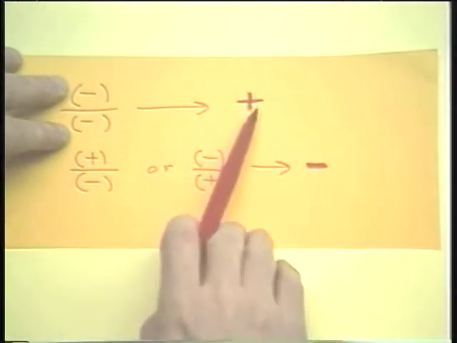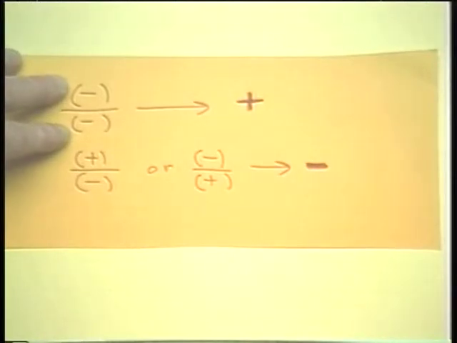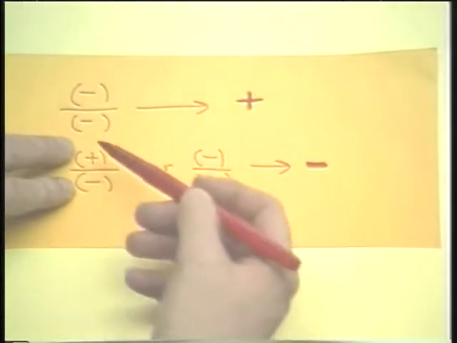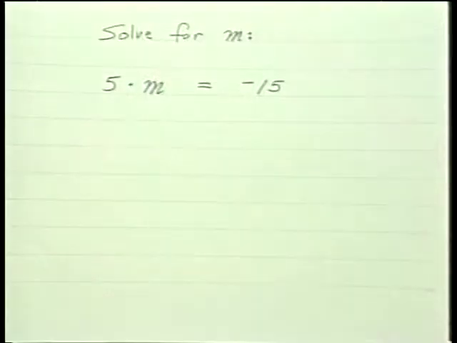When you're dividing like signs, the answer is always positive, and the same for multiplication. When you're dividing unlike signs, the answer is always negative, and again, the same for multiplication.